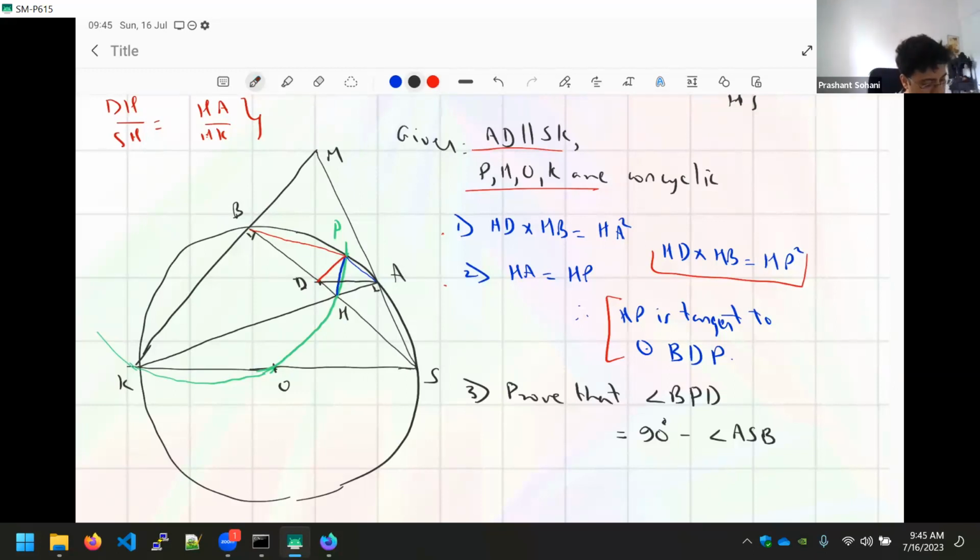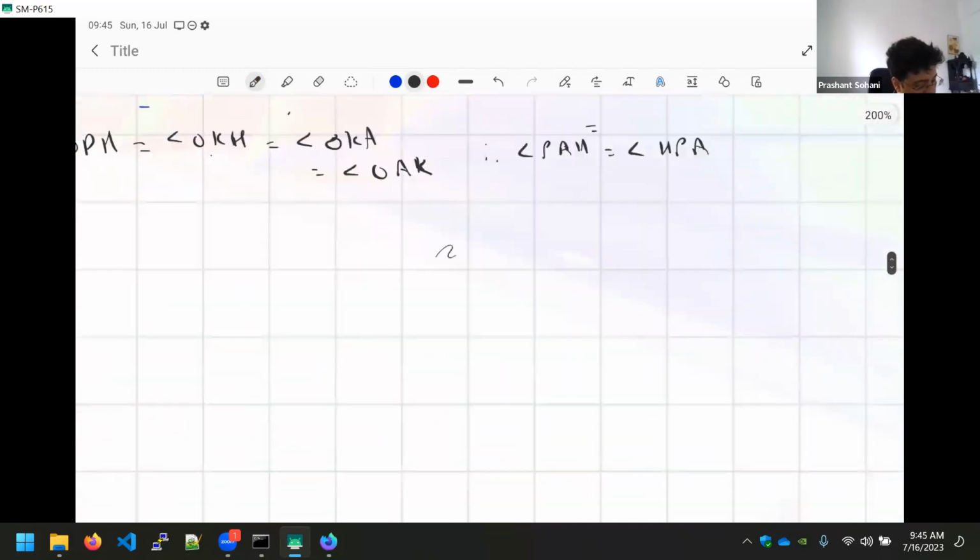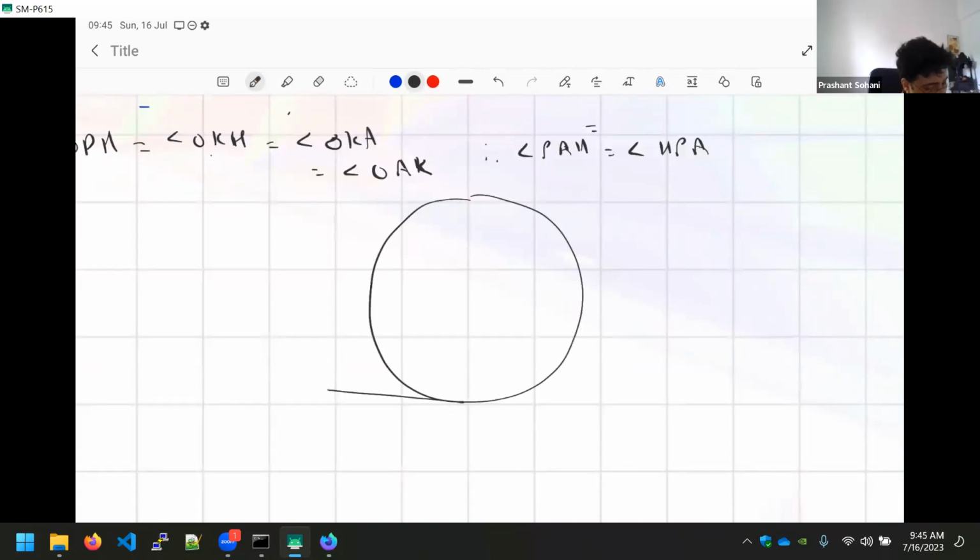So this is actually a set configuration, which you should always keep in mind whenever you have these properties, right, HD into HB equal to HP square. Let me just draw that separately so that this gets imprinted in your mind. Whenever I have any such tangency, by the tangent-secant theorem, can I say that these angles are equal? And obviously this angle is common.